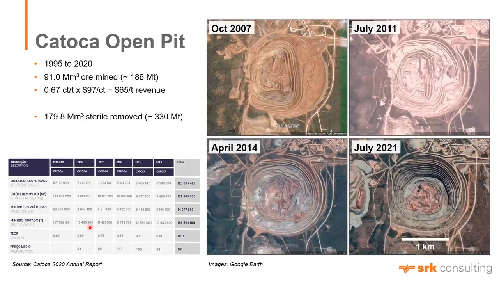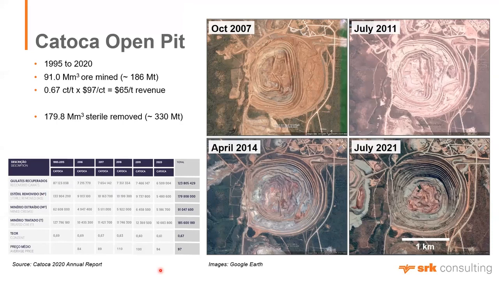So let's move on to geology. The benchmark for geology of kimberlites in Angola is Catoca, and it's because it's been going for such a long time. They started it up in 1995. The numbers you see at the bottom of the table go up to 2020.